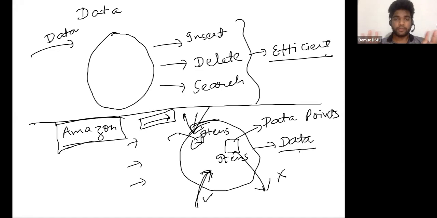Correct? So this is the problem, this is the majority of computer science. This is the biggest problem that computer scientists have been solving for some time now. And now if this is the problem, then basically comes data structures to the rescue.